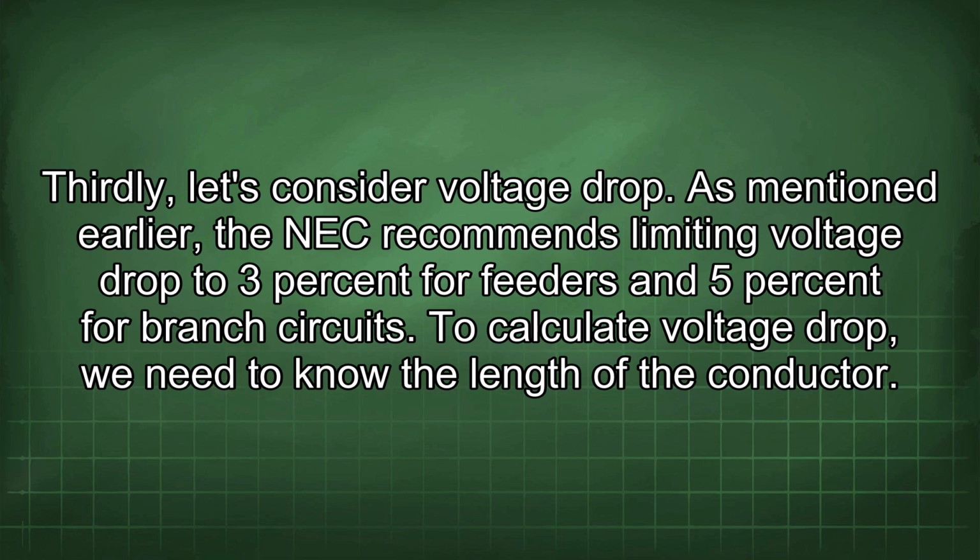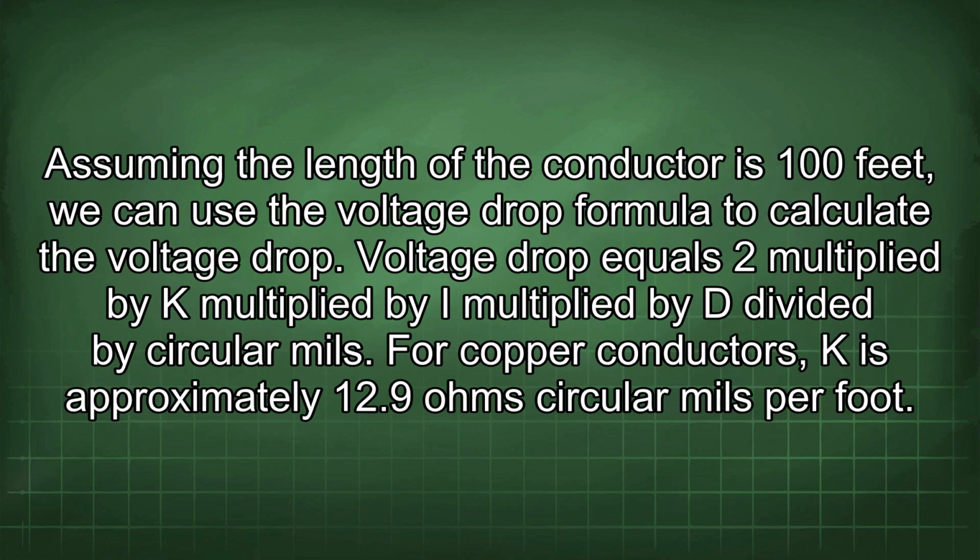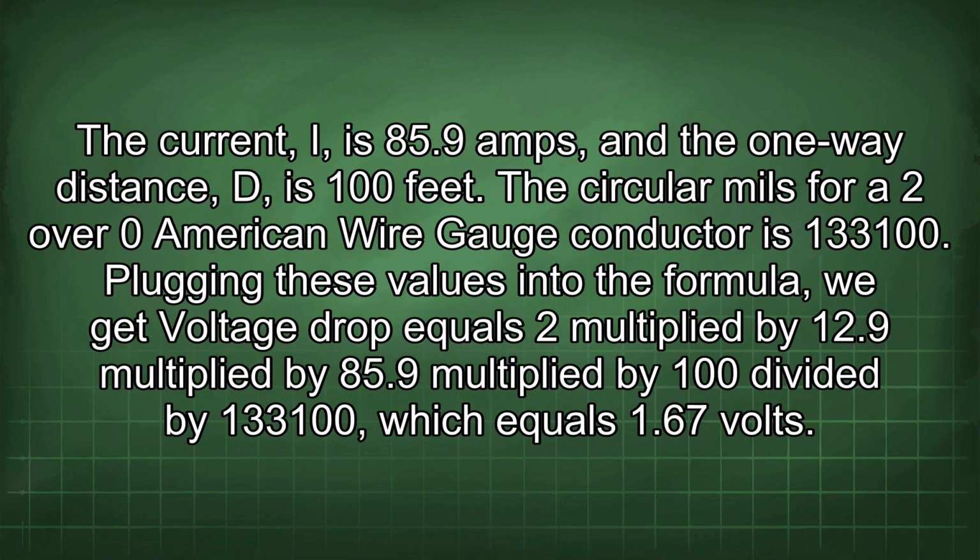Thirdly, let's consider voltage drop. As mentioned earlier, the NEC recommends limiting voltage drop to 3% for feeders and 5% for branch circuits. To calculate voltage drop, we need to know the length of the conductor. Assuming the length of the conductor is 100 feet, we can use the voltage drop formula to calculate the voltage drop. Voltage drop equals 2 multiplied by K multiplied by I multiplied by D divided by circular mils. For copper conductors, K is approximately 12.9 ohm-circular mils per foot. The current, I, is 85.9 amps, and the one-way distance, D, is 100 feet.